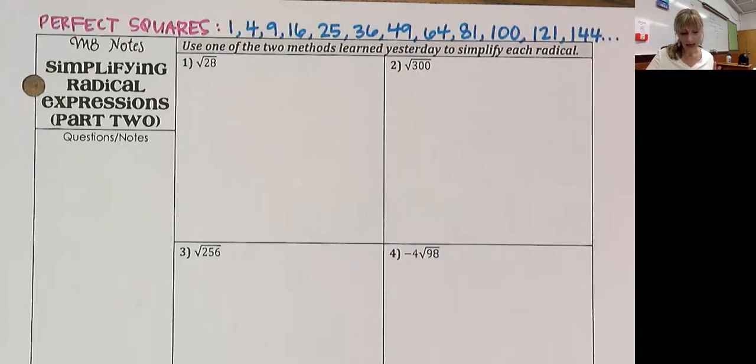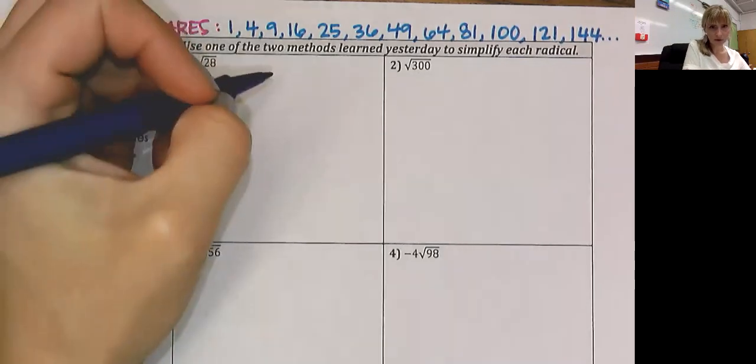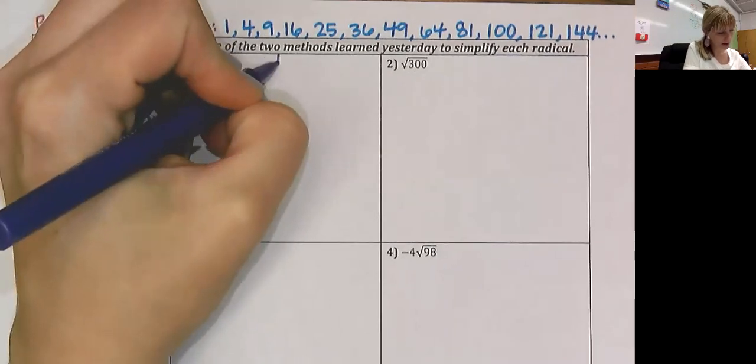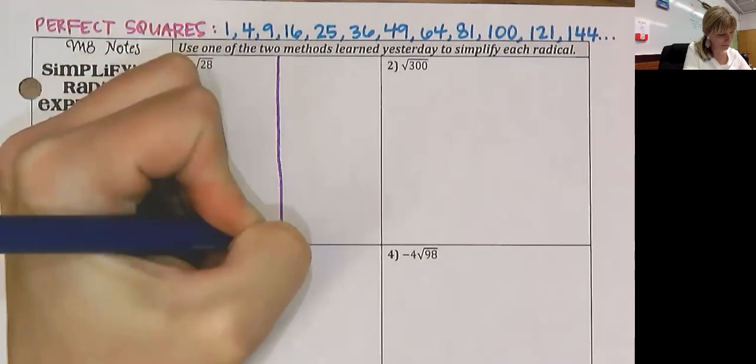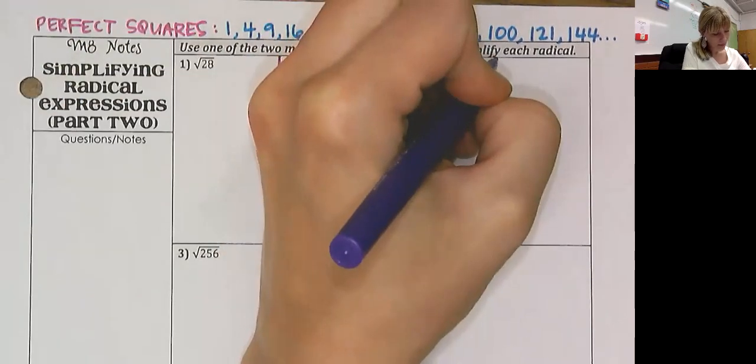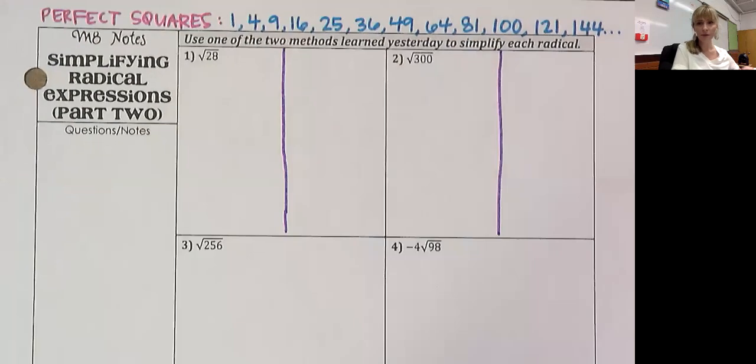So in boxes 1 and 2 right here, I'm going to draw a line down the middle because for the first few of these, I'm going to show you both methods that we learned yesterday. The factor tree, factoring all the way down to the prime factorization, and then for every pair taking out one. And I'm also going to show you the largest perfect square factor. And then you can decide as we work on these. You're not going to have to do both ways on everything.